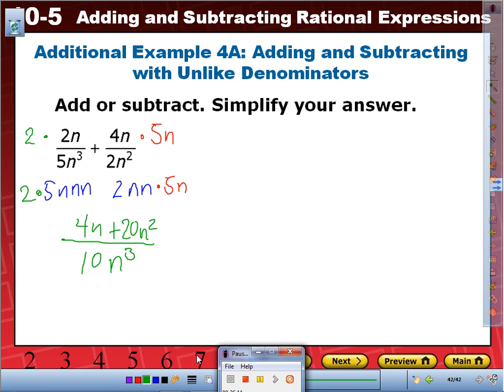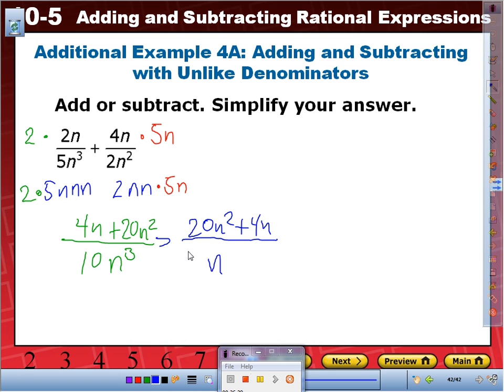Okay? From there, we need to simplify this fraction. Look at the numerator. Is it in standard form? No, we need to rewrite it. This becomes 20n squared plus 4n over 10n cubed. What is my GCF for the numerator? 4n, and we're left with 5n plus 1.